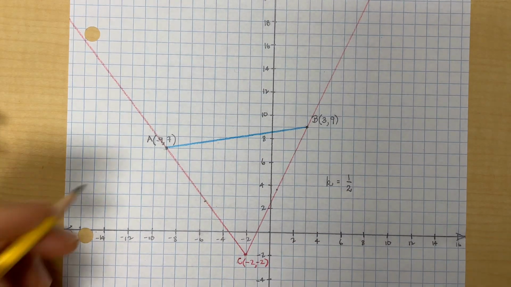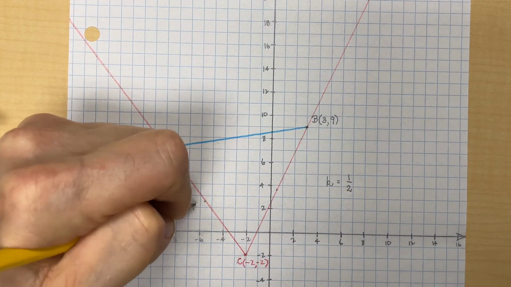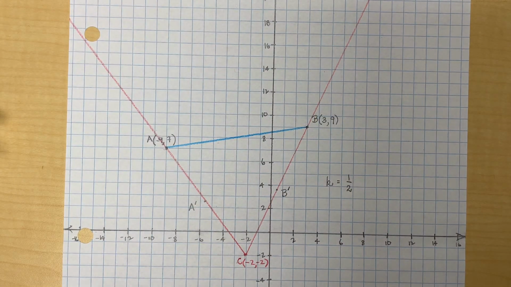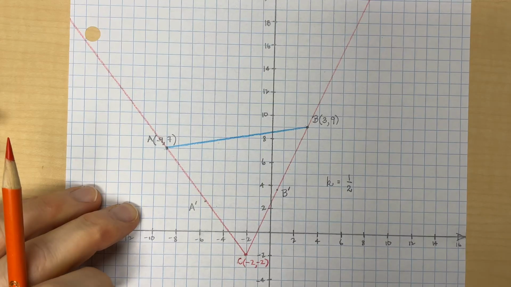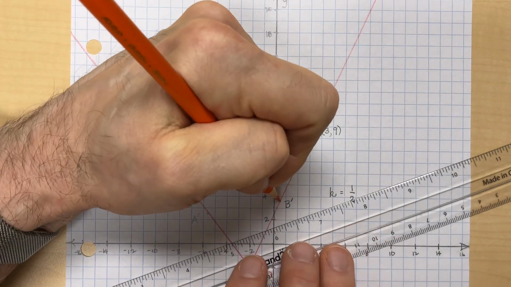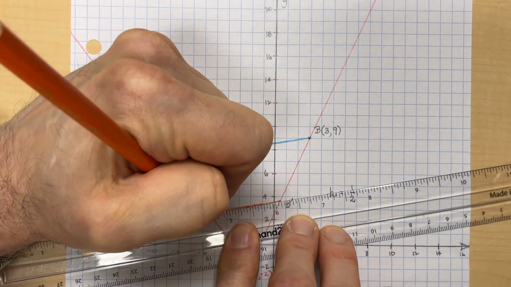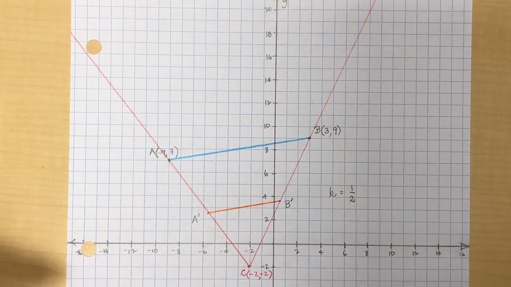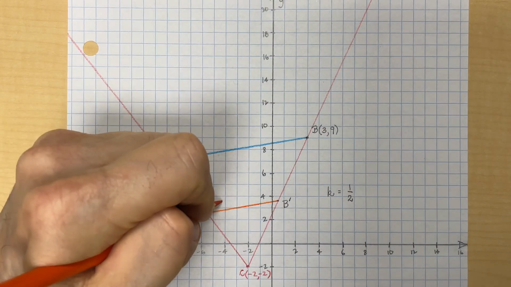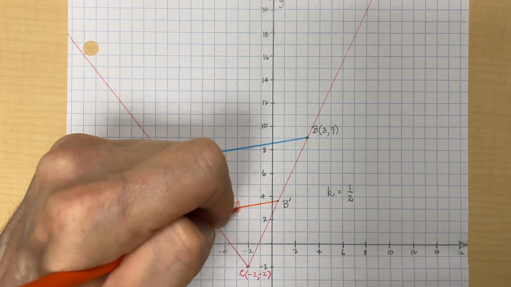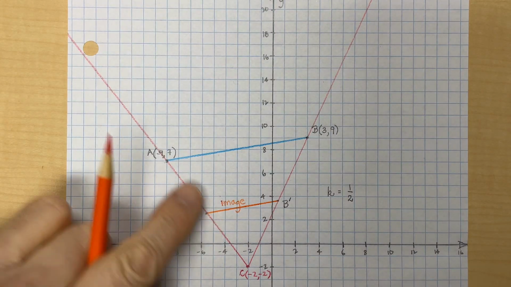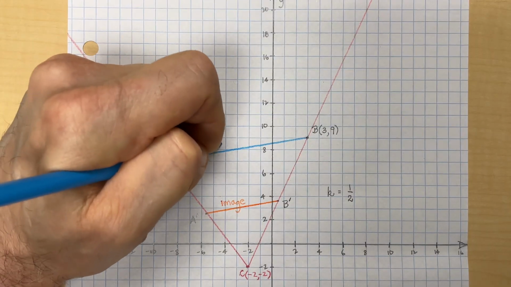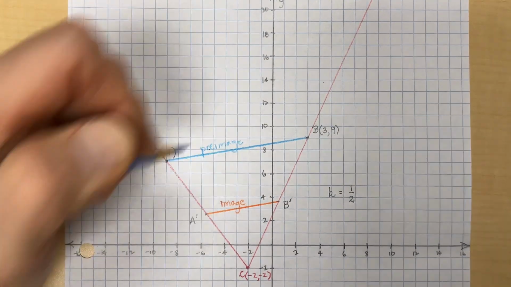Now, this dot right here is going to be my A prime, and this dot right here will be my B prime. I'm going to connect A prime to B prime. Draw my line. And now my image right here will be exactly 1/2 of the pre-image that is up here.